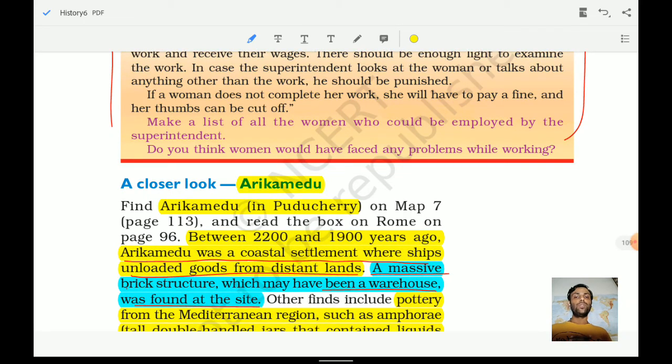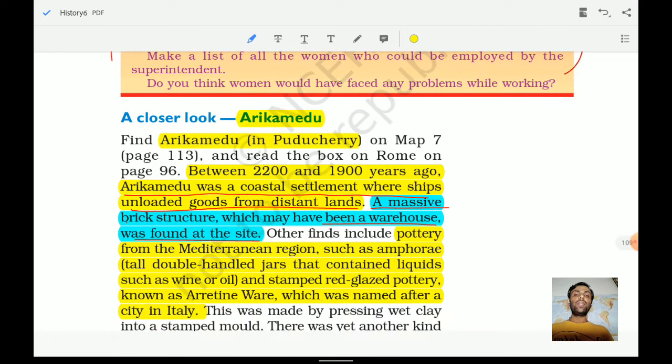Arikamedu is in Puducherry, and between 2200 and 1900 years ago, Arikamedu was a coastal settlement where the ships unloaded goods from distant lands. A question has been asked in the UPSC directly about Arikamedu, that what is it? A massive brick structure which may have been a warehouse was found at the site. So what is it? It was a warehouse.